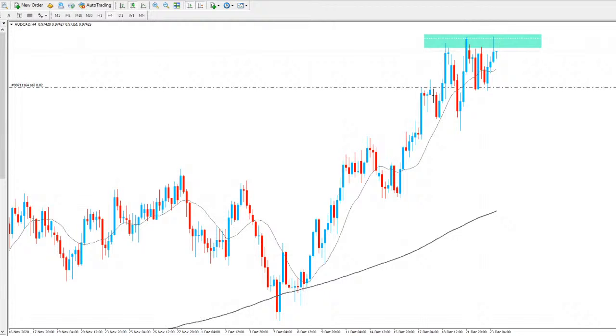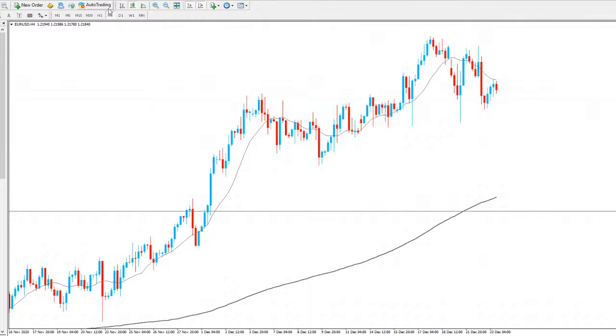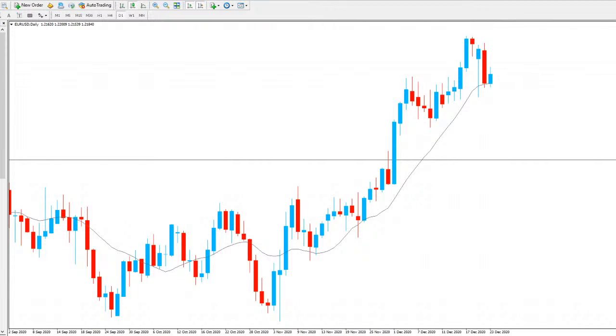Okay, so we're going to take a quick look at Euro USD. Okay, so for Euro USD, I'm going to start with the daily time frame because we're actually testing a daily level on this pair currently. So if you take a look on the daily time frame, we got resistance, previous resistance now turned daily support.